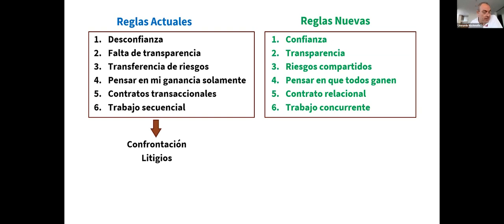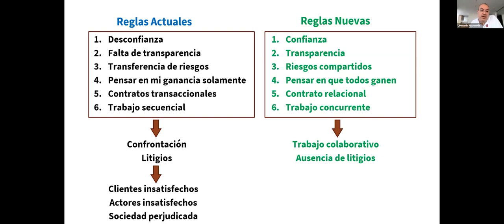Pasamos de una situación de confrontación y litigios, que es casi la norma en nuestra industria. Es una industria en la cual los que mayores beneficios tienen no son las empresas de construcción, las empresas de ingeniería, los clientes, sino tal vez los abogados. A una situación en donde el trabajo se vuelve realmente colaborativo, integrado, con una ausencia de litigios.